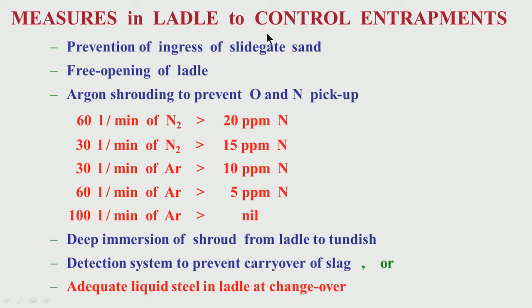So what are the measures in the Ladle to control entrapments? First, initially we have to put some sand in the slide gate before we are pouring liquid steel from BOF in the priming stage. When you are pouring liquid steel from BOF or electric arc furnace, first the Ladle has to be closed. That means we are putting some sand in the slide gate to close the exit of the Ladle.